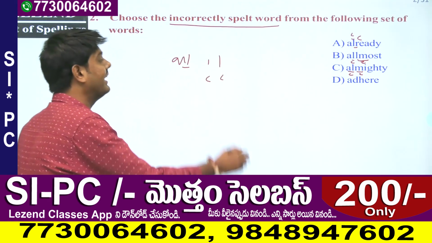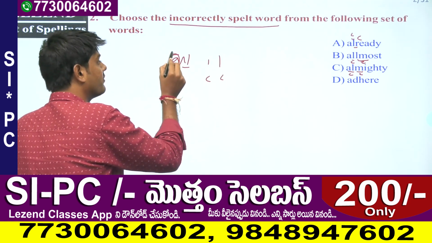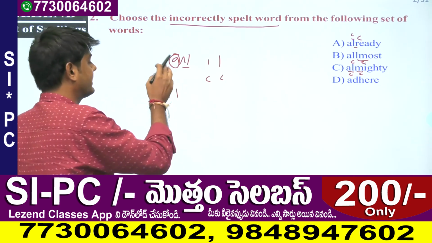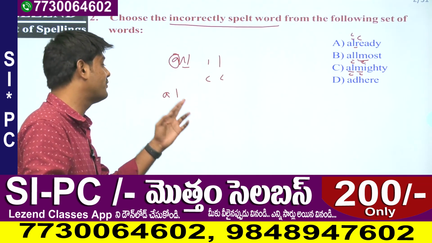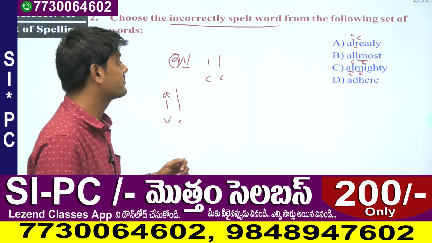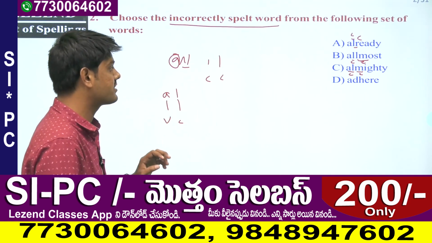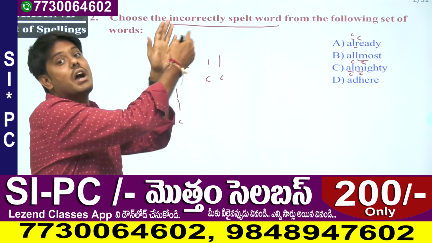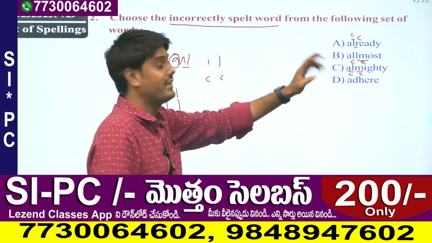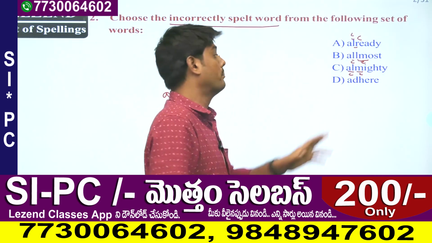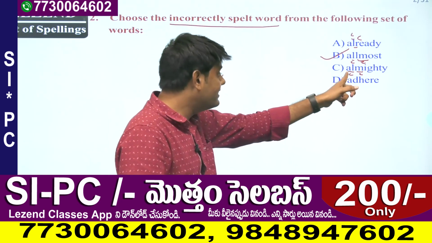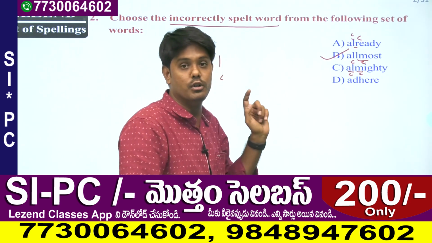When does the doubling of L take place? Doubling takes place only if it is followed with a vowel and a consonant, A is a vowel, L is a consonant. Then at the end, you have to double the consonant. But in already, we have to remove one L, and in almost also we have to remove one L. But here L is not removed. That is why the incorrectly spelled word is almost. In almighty, L is removed, so it is correct spelling.